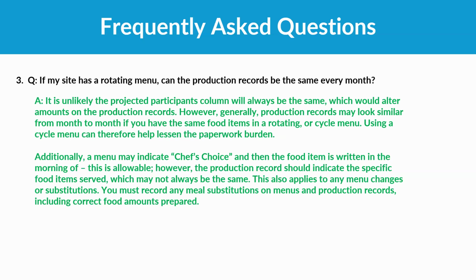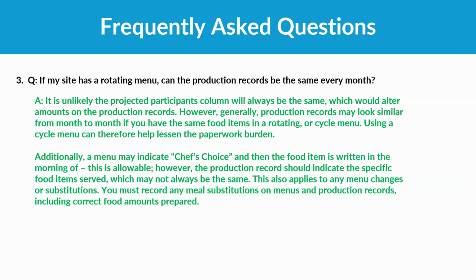Additionally, a menu may indicate chef's choice. We do see that often, and then the food item is written in the morning of, and this is allowable. However, the production record should indicate the specific food items that were served, which may not always be the same. Sometimes chef's choice can be listed on the menu if the center plans to use whatever they have left over, which is fine. But again, you want to make sure you're recording what you actually do serve in the production record.